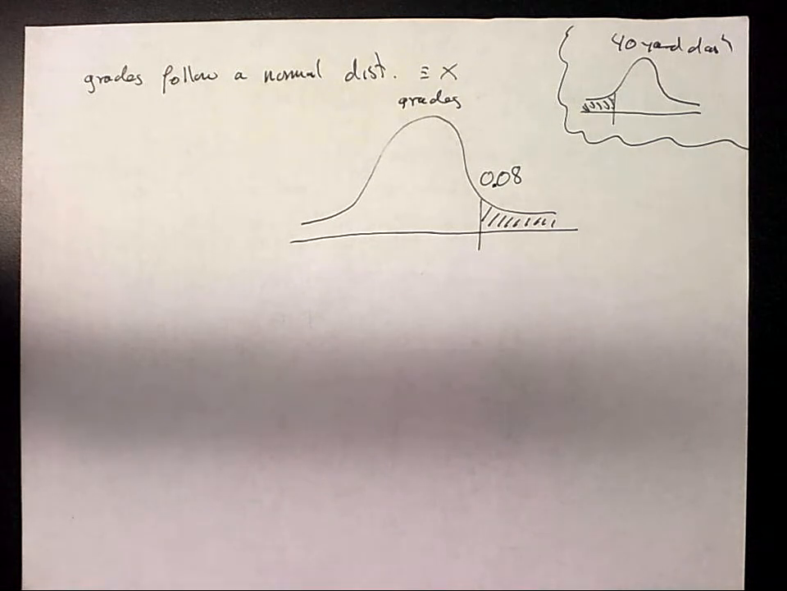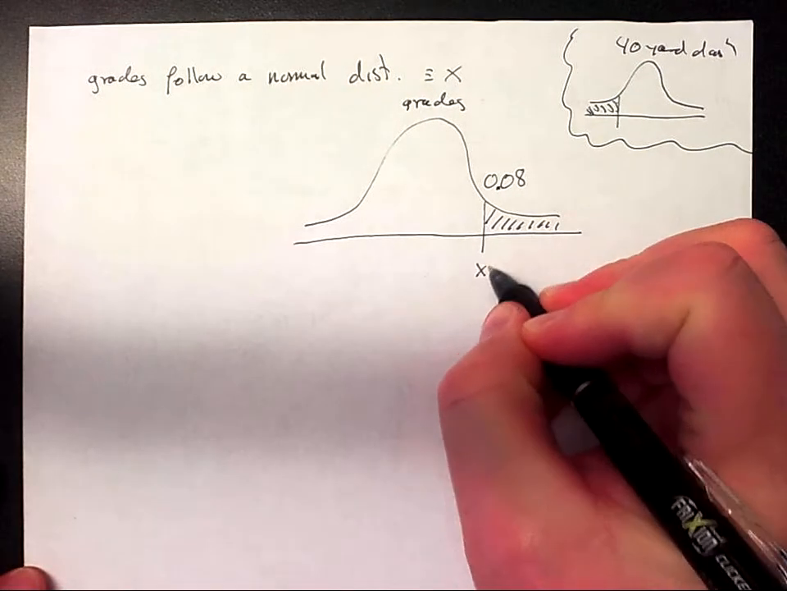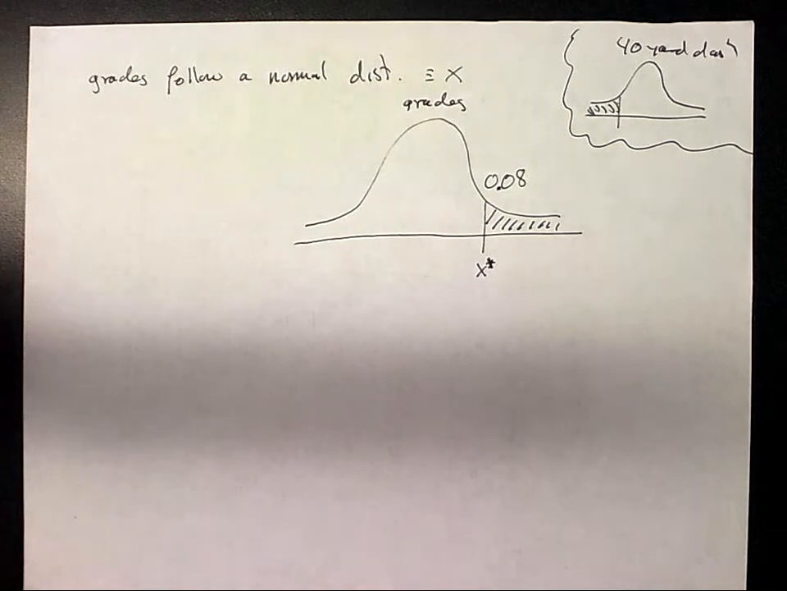Well, that grade that we're trying to get, we're not going to report that in terms of a Z value. We're going to report that in terms of a grade. So what we're essentially looking for is some X star value. If you get this grade, you're going to get an A in the class. Does that make sense? So we're trying to find X star. We know that the top 8% are going to get A's. If we want to figure out what this is, what else do we still have to know?